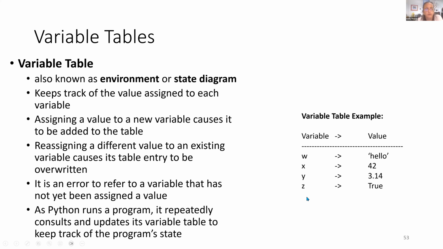It is an error to refer to a variable that has not been assigned a value yet. That's why you have to make a value for your variables before you can use them. As Python runs a program, it repeatedly consults and updates its variable table to keep track of the program's state.